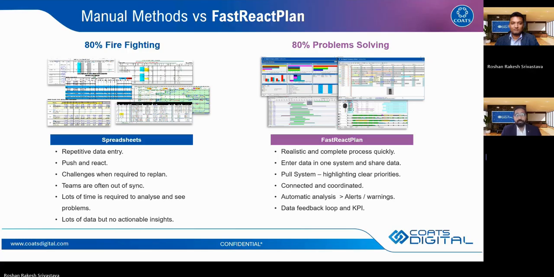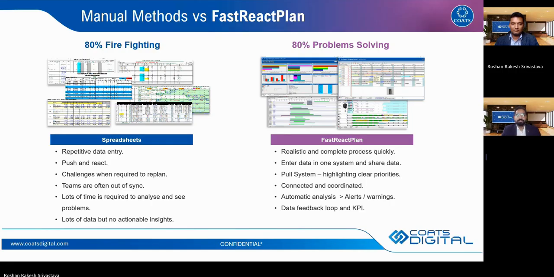There is a lot of data, but no actionable insight. So you see the data. You can see, okay, this particular order is getting late, but what to do about it? How can you solve that problem? FastReactPlan solves all these issues, where it gives you a realistic and complete plan very quickly.